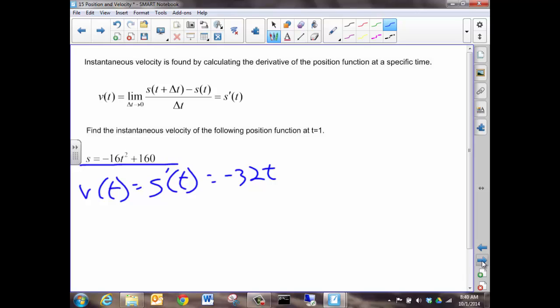32. Why isn't it negative 32? Speed doesn't have direction, okay? Speed is just how fast we're going. 32 in a negative direction there. Good question. What is this?